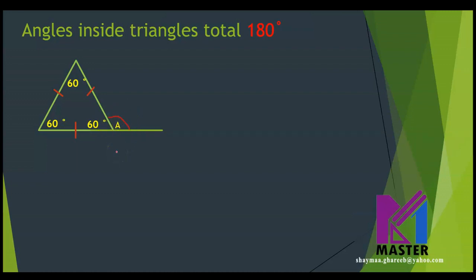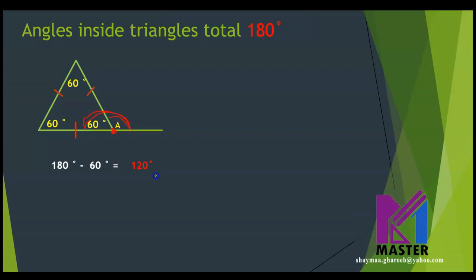If I want to calculate the angle that is outside the triangle, or the exterior angle, I can calculate it two ways. The first way, using angles on a straight line. These two together are angles on a straight line. They together form 180 degrees. If this one is 60 degrees, then the other one, or angle A, is 180 minus 60, which is 120 degrees.